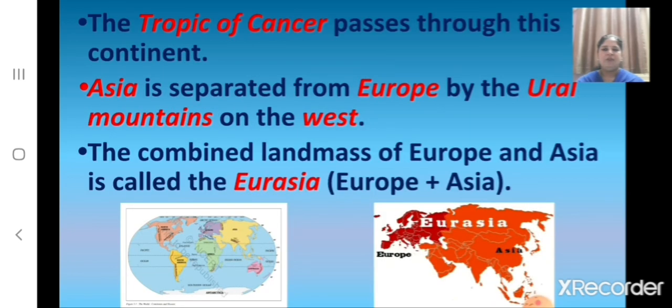And children, if you look at this map, you can see that the Tropic of Cancer passes through this continent. And how is Asia separated from Europe? Asia is separated from Europe by the Ural mountains, which are on the west. And what is the combined landmass of Europe and Asia called? The combined landmass of Europe and Asia is called Eurasia. That is, Europe plus Asia is Eurasia.